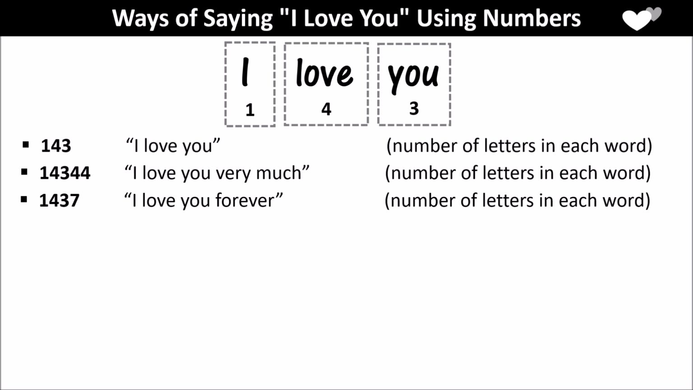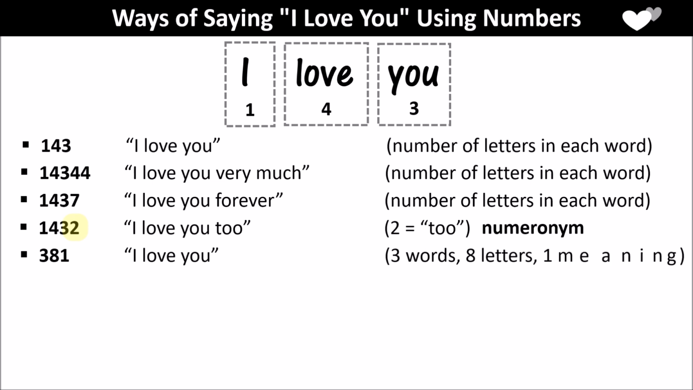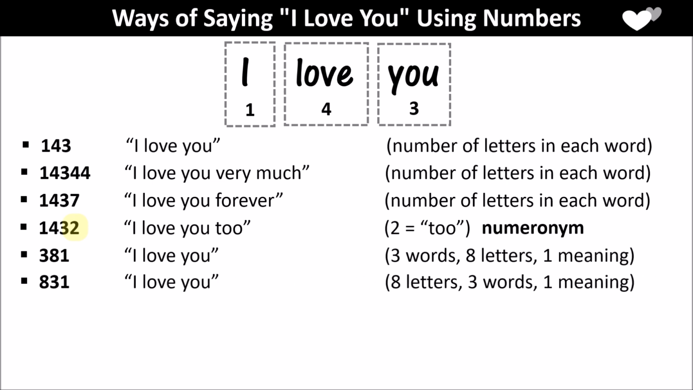But numbers don't always represent the number of letters. Look at this one, 1432. This time the 2 represents the word two. This is called a numeronym. And then you have ones like this, 381. 3 words, 8 letters, 1 meaning. Or 831, very similar, 8 letters, 3 words, 1 meaning.